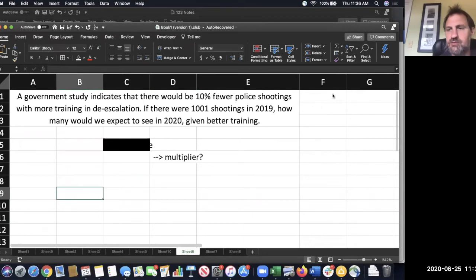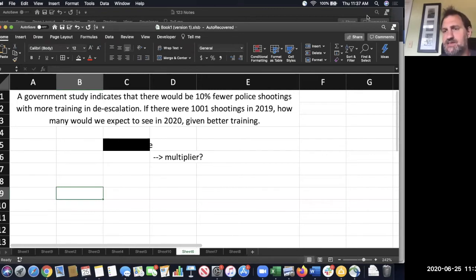Okay, so just going back to our data from the beginning, some people argue that if there were better training and de-escalation, then you would have fewer people being shot by the police. So if a government study indicates you could get 10% fewer police shootings, and there were 1,001 shootings in 2019, how many would we expect to see in 2020, given the better training?